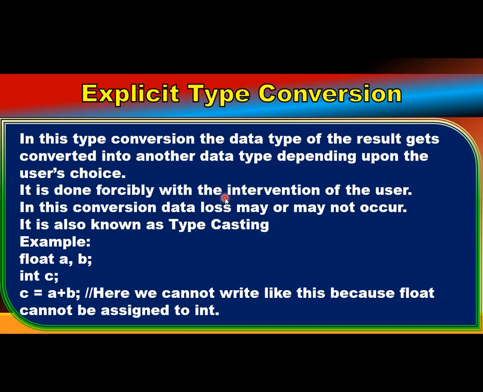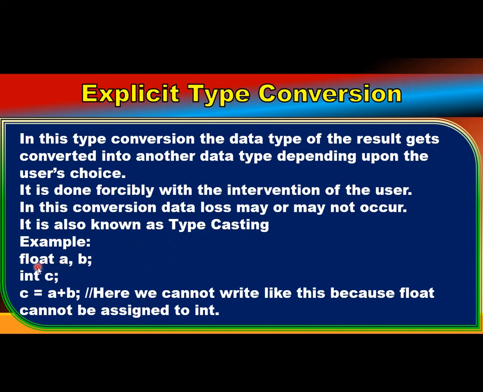Next is explicit type conversion. In this type conversion, the data type of the result gets converted into another data type depending upon the user's choice, and it is done forcibly by the intervention of the user. So in this conversion, data loss may or may not occur. It is also called typecasting.